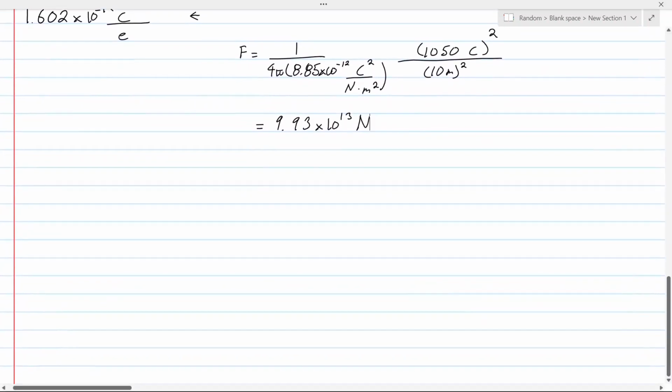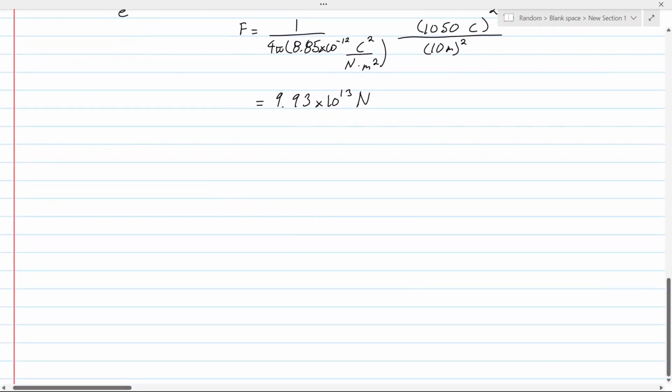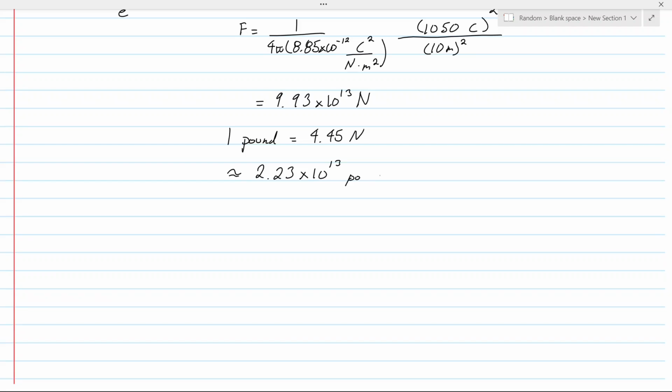To convert this to a pound force, for 1 pound, you have 4.45 Newton, which means that we have something like 2.23 times 10 to the 13 pounds.